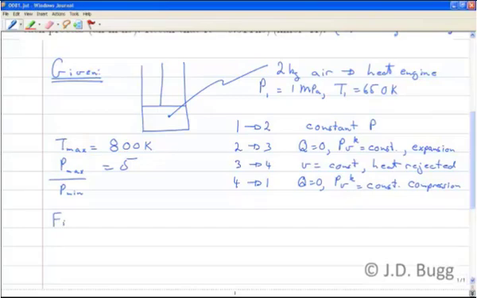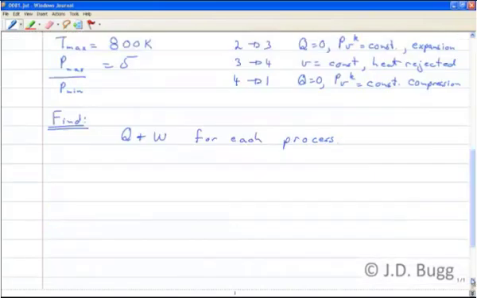What were we asked to find? Well, as is typical of these cycle type problems, we are asked to find Q, heat transfer, and work for each process. And certainly, if we can do that, we can calculate anything else that we might want to know about this thing, such as the efficiency. Now, we weren't asked to get the efficiency of this heat engine, but certainly if we know Q and W for each process, we could have done that. So Q and W for each process. So we're going to be going around this cycle and finding Q and W.